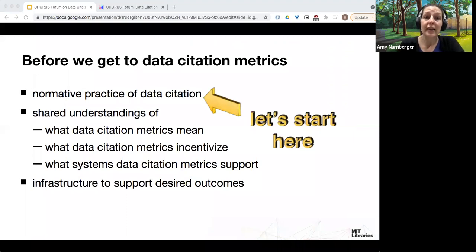So before we get to data citation metrics, I strongly think we need to normalize that practice of data citation, and along that pathway, develop those shared understandings around their meaning and their use. And in doing that, we can then build the infrastructures that are going to support the desired outcomes.